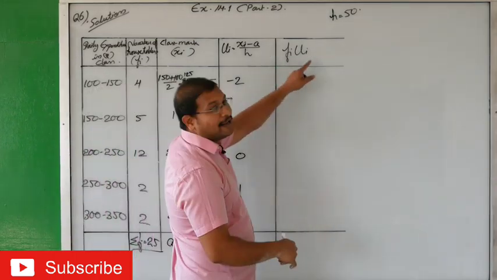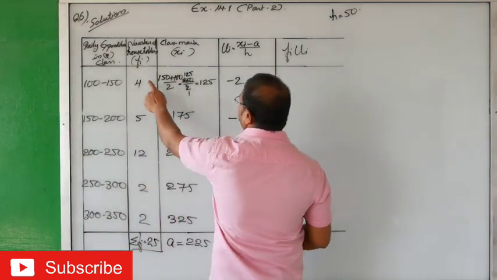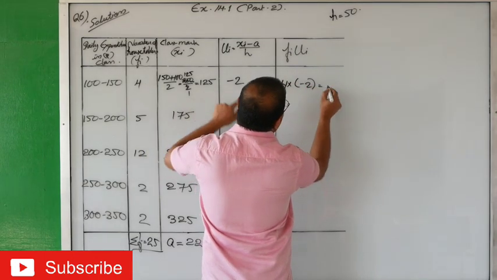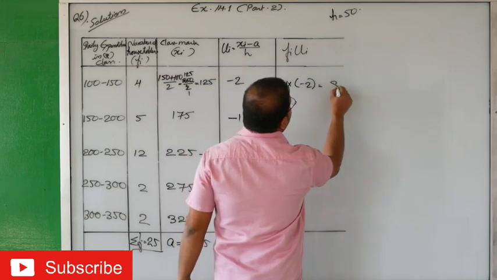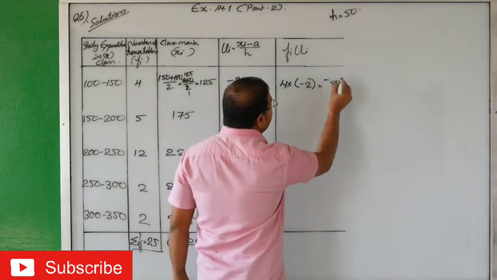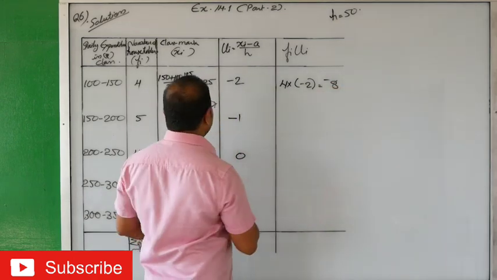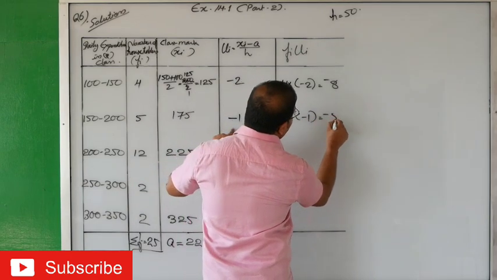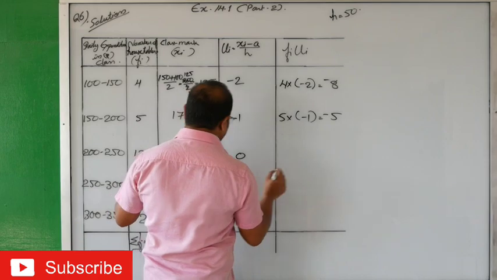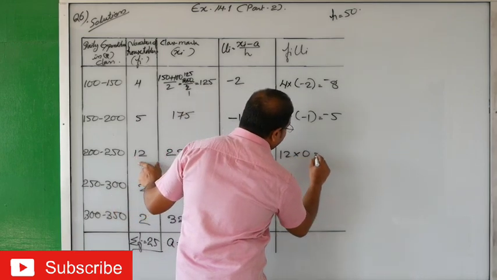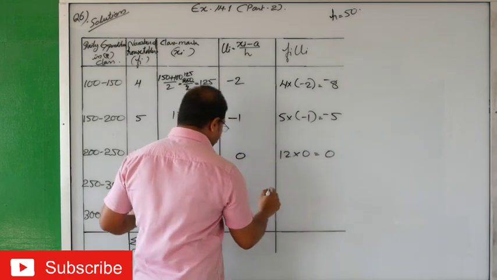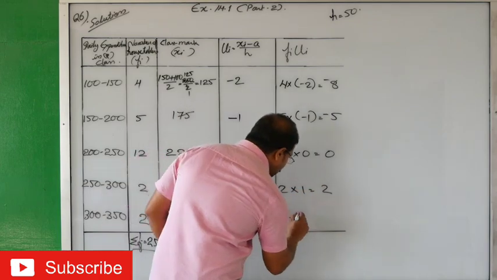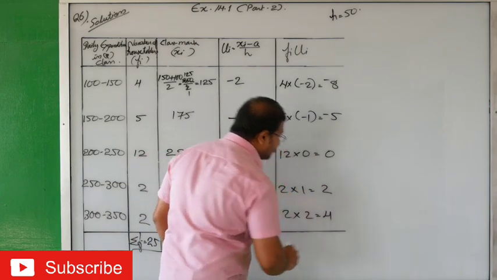Let's start the balance. That is fi ui. fi ui means frequency times ui. That is first 4 into minus 2. 4 twos are 8. That means here minus 8. Ready? Next one, 5 into minus 1 equals minus 5. Next 12 into 0. Any number into 0 is 0. Now 2 into 1 is 2, 2 into 2 is 4.